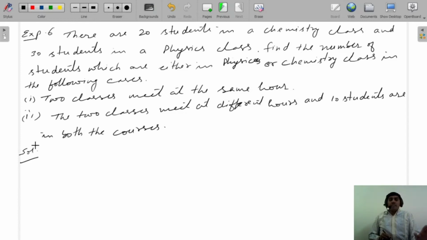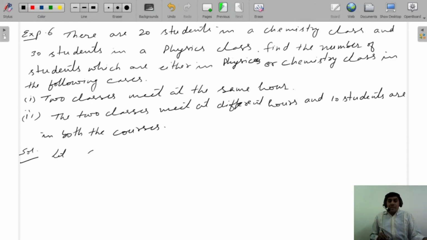In this question, there are two types of classes. One is chemistry class and another is physics class. In chemistry class, there are 20 students, and in physics class, there are 30 students. We have to find the number of students who are either in physics class or in chemistry class. The first case, two classes meet at the same time. The second, the two classes meet at different hours and 10 students are in both the courses.